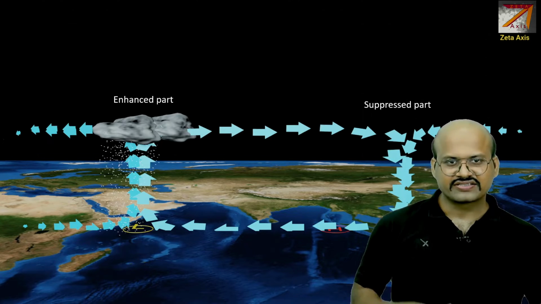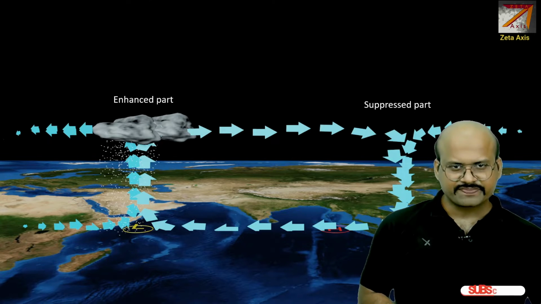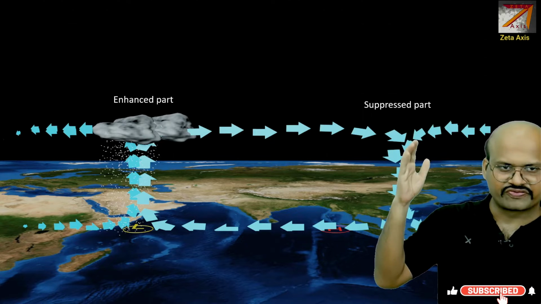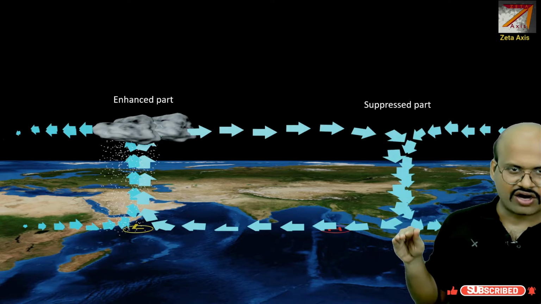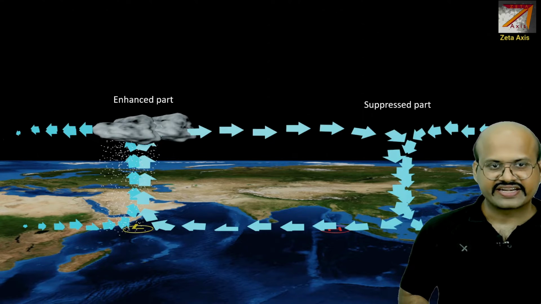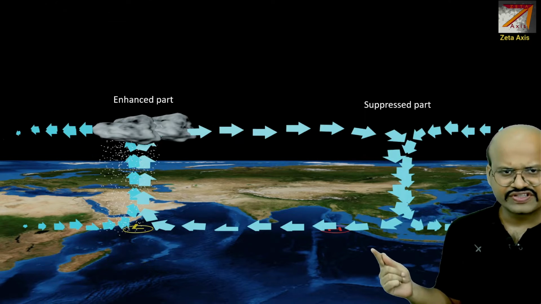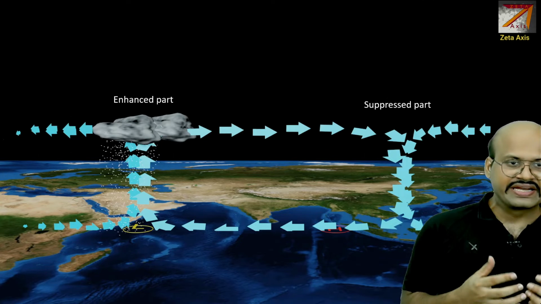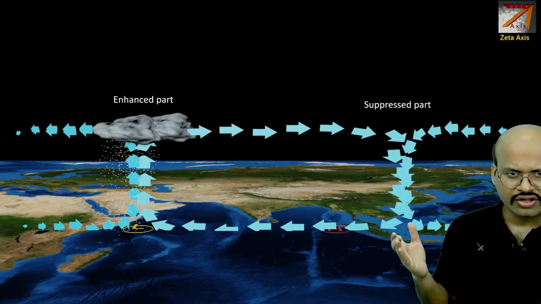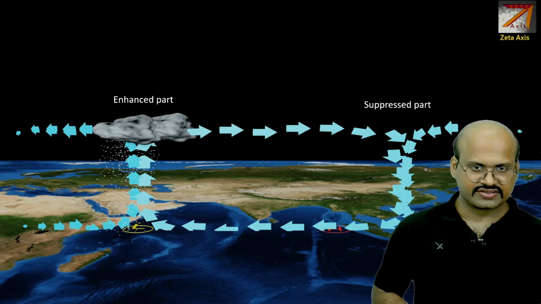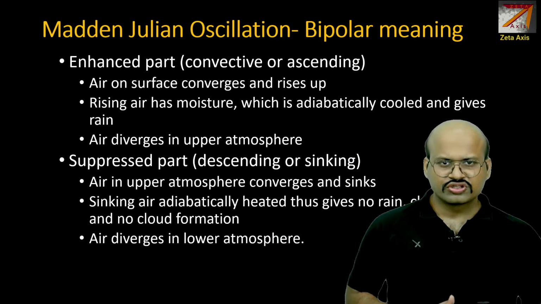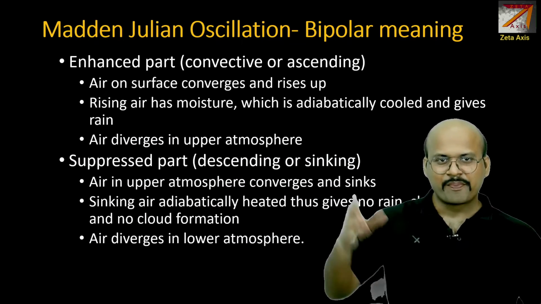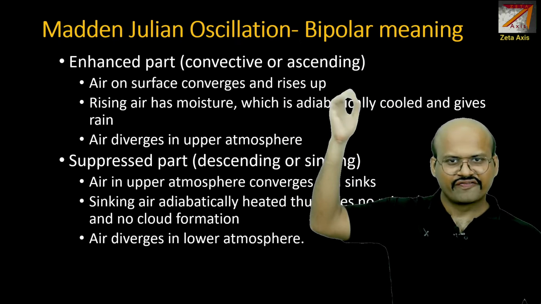The second part is the suppressed part. In the suppressed part, we see that air in the upper atmosphere converges. This converging air will then descend downwards. Descending air gets adiabatically heated, and therefore we see that here there is generally dry atmosphere. On the surface, the air will diverge, and here we generally see a high pressure. So this is the basic meaning of bipolar, as we saw in the first slide.